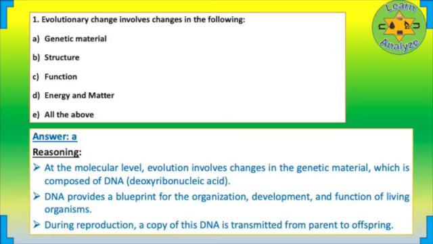The answer to the question is option A, because at the molecular level, evolution involves changes in the genetic material, which is composed of DNA. DNA provides a blueprint for the organization, development, and function of living organisms. During reproduction, a copy of this DNA is transmitted from parent to offspring.